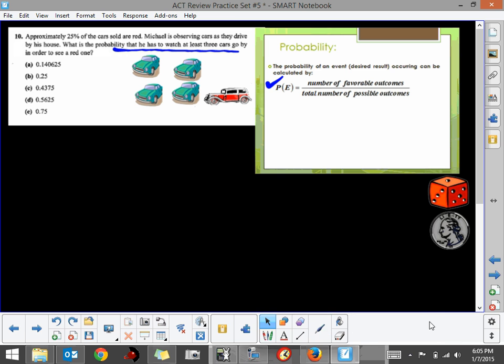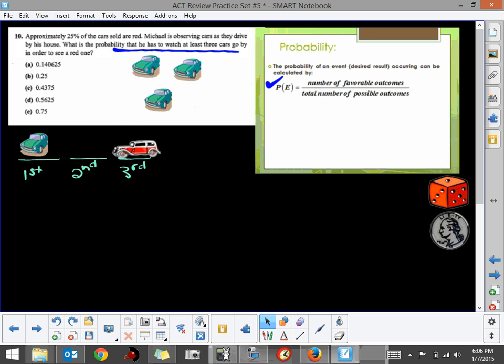In order for this scenario to come true, the first car goes by, and he doesn't want it to be red. He has to wait, not for the first car, not for the second car, but until at least the third car goes by, and that is the first time we would want to see a red one. Otherwise, these cars would need to be something that is not red. So our scenario is, what is the probability that we have to wait until at least the third car?